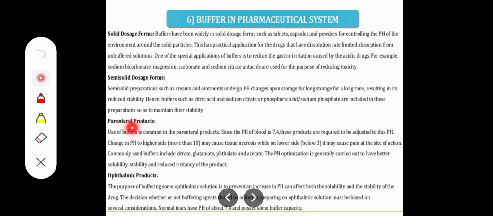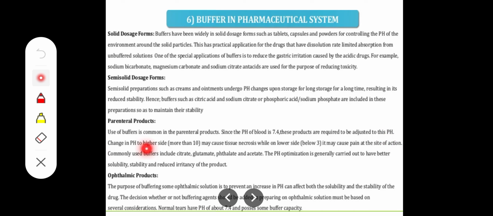The third important pharmaceutical product is the parenteral product, which we give by injection or infusion, like intravenous, intramuscular, subcutaneous, different routes of administration you might have studied in pharmacology. The use of buffer is common in parenteral products, of course, because they go directly into contact with the blood, and the pH has to be maintained, otherwise it will create a problem, right? Since the pH of blood is 7.4, these products are required to be adjusted to this pH, then only will they be compatible with the blood or circulatory system and show their action, otherwise it will be a problem, right?